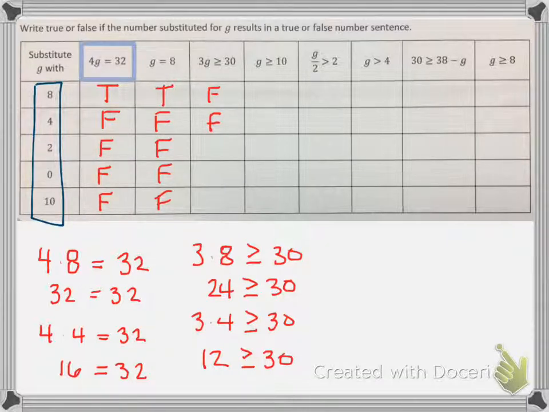What do you think will happen if you put a 2 in? Yeah, false. 6 is greater than 30? No. Put a 0 in. 0 is greater than 30? No. Put a 10 in. Well, that's 3 times 10 is greater than or equal to 30. 3 times 10 is 30, so 30 is greater than or equal to 30. That is a true statement because it's equal. So that one's true. Okay?